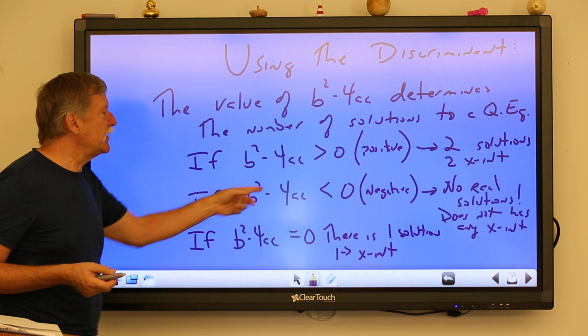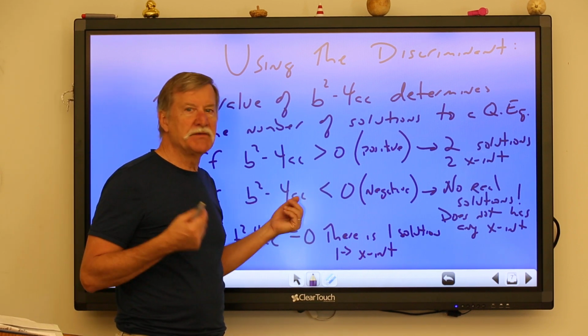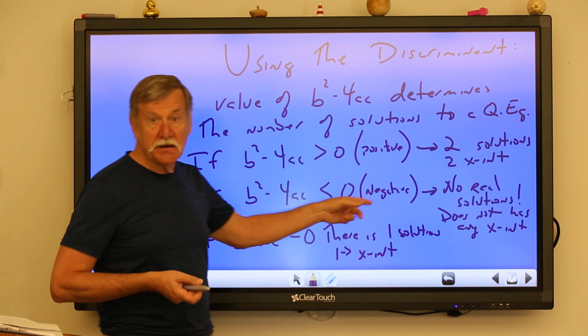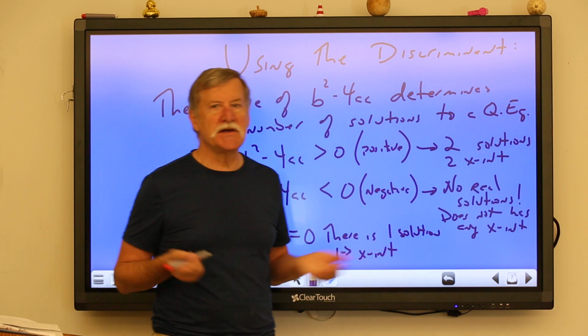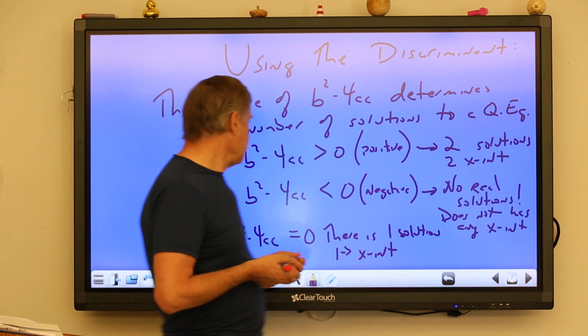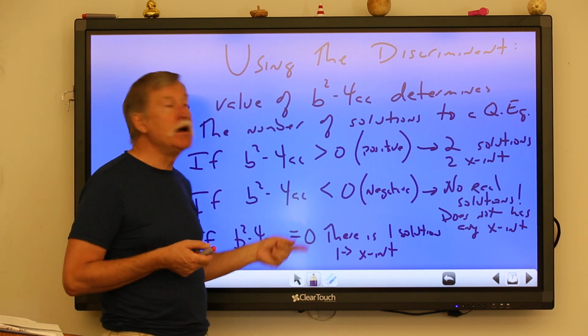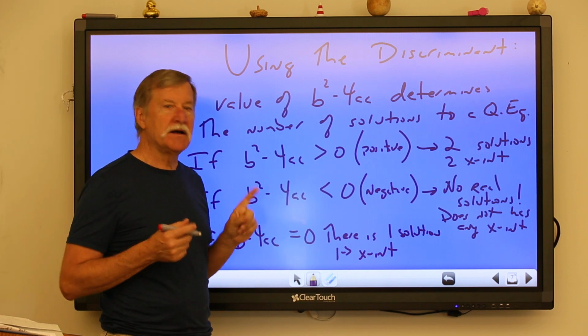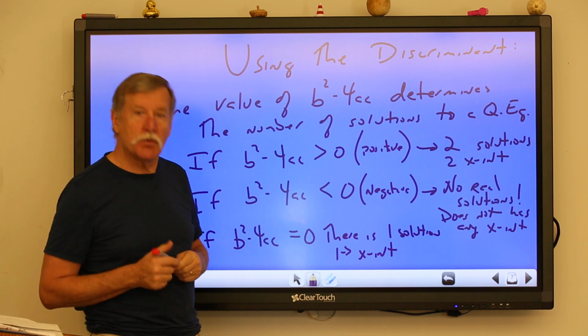If b squared minus 4ac is less than 0, if the discriminant is negative, then there will be no real solutions, and the graph does not intercept the x-axis at all. And finally, if b squared minus 4ac is exactly equal to 0, then there will be one possible solution, where it touches the x-axis in one point.